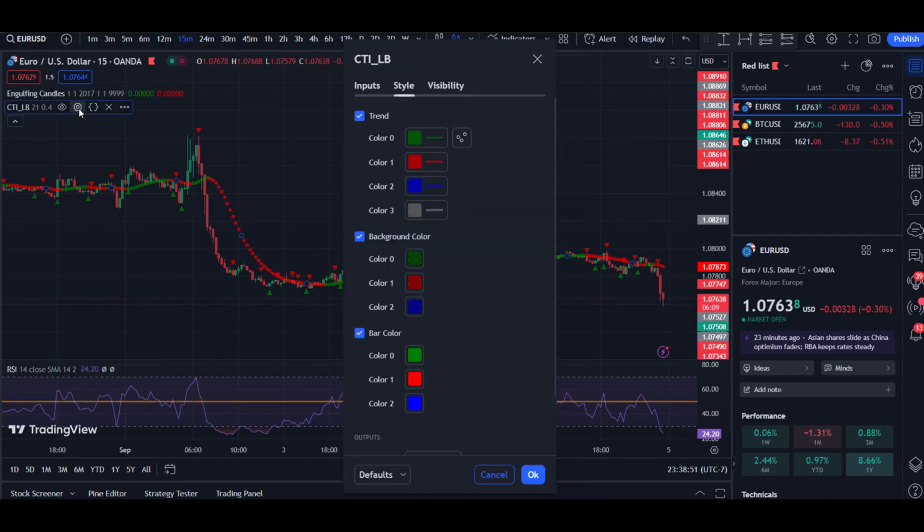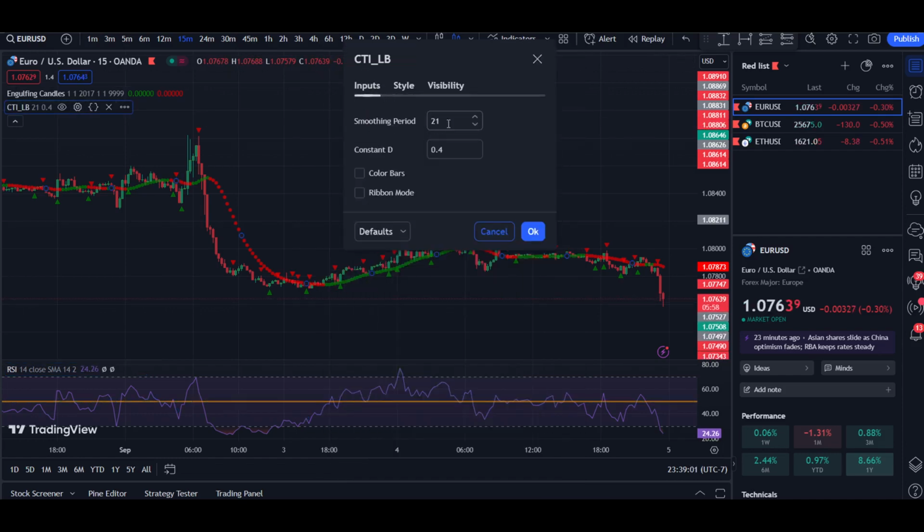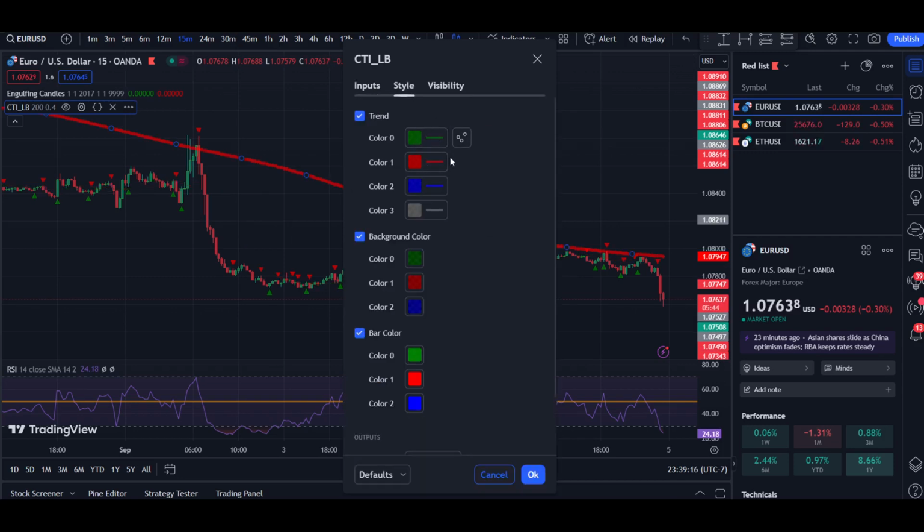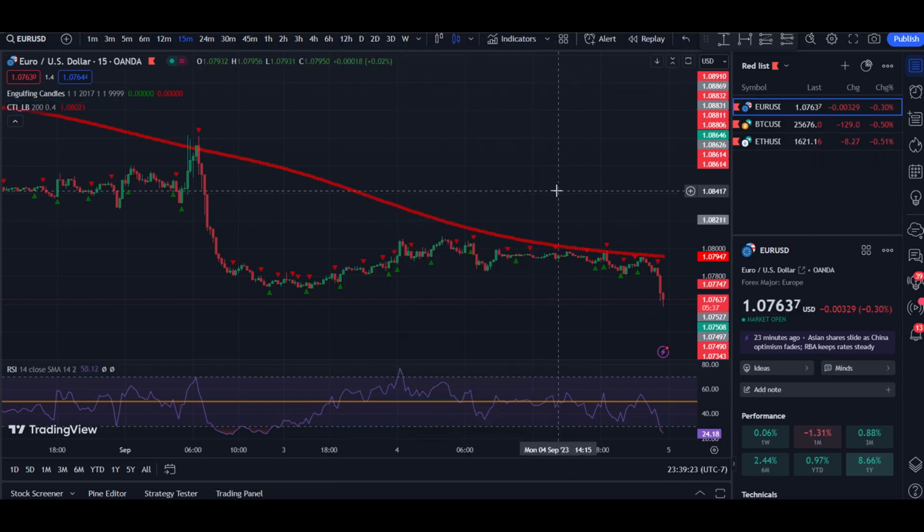For the coral trend indicator, when you go to inputs, I'm going to change the smoothing period to 200. After that, you can change the colors to your preference so it's more visible, but I normally just leave it how it is. So at this point, this is how your chart should look similar to.